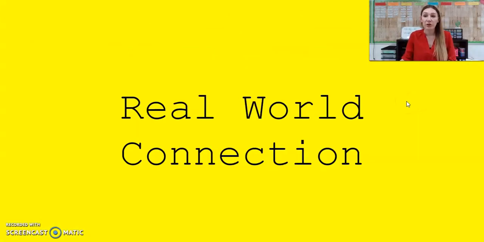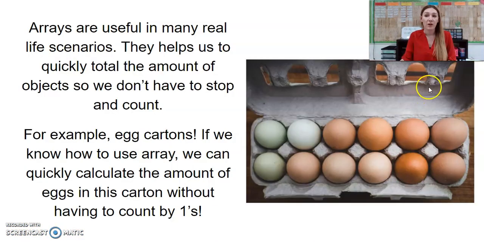Let's go ahead and look at these real-world connections. Why is it important for you to understand arrays and area models? Arrays are useful in many real-life scenarios. They help us to quickly total the amount of objects so we don't have to stop and count. For example, egg cartons. If we know how to use an array, we can quickly calculate the amount of eggs in this carton without having to count by ones.